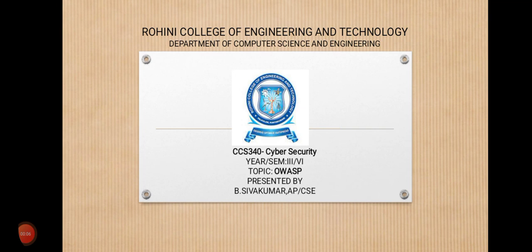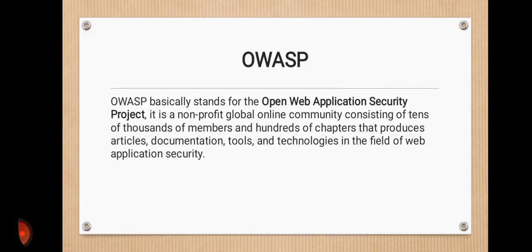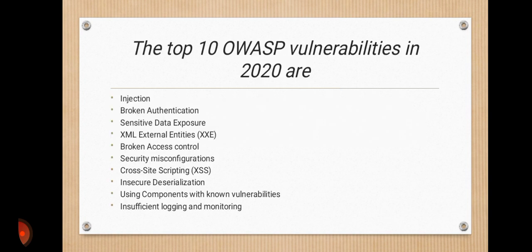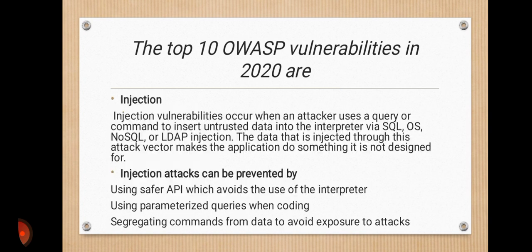Today in cybersecurity, let us see the topic OWASP. OWASP stands for Open Web Application Security Project, and it is a non-profit global online community, and it consists of tens of thousands of members and hundreds of chapters. Let us see the top 10 OWASP vulnerabilities in 2020. They are injection, broken authentication, sensitive data exposure, XML external entities, broken access control, and so on. Let's see one by one.